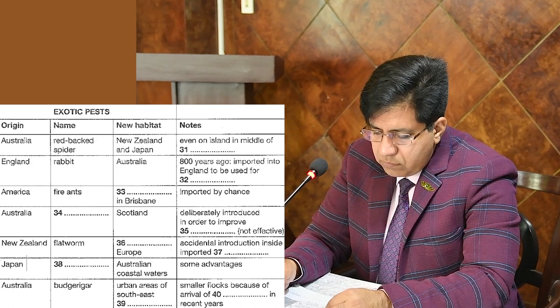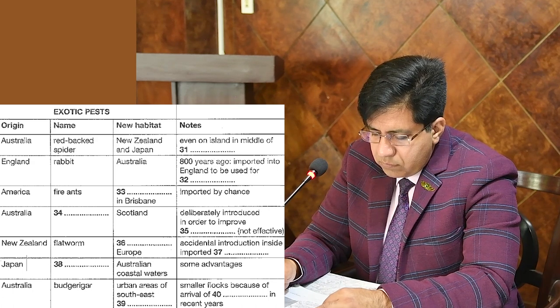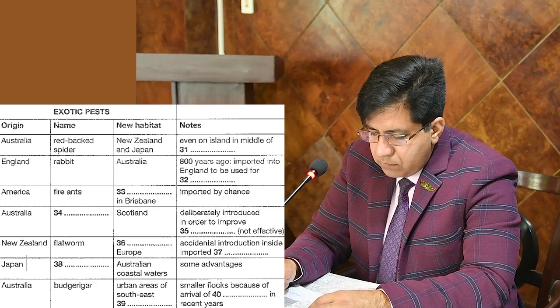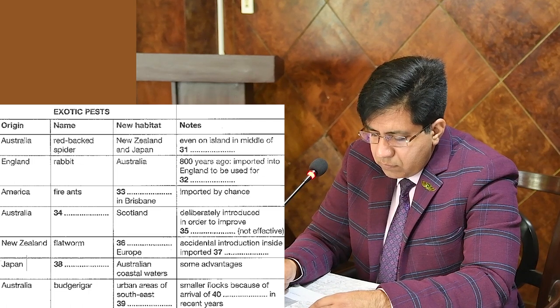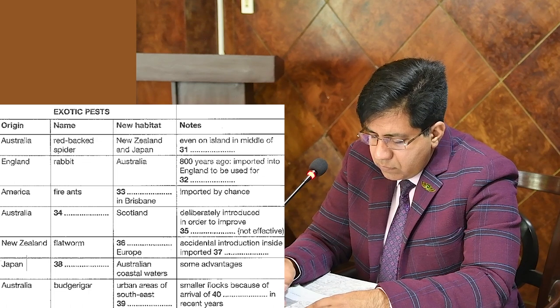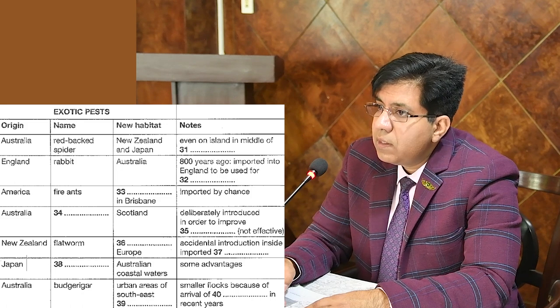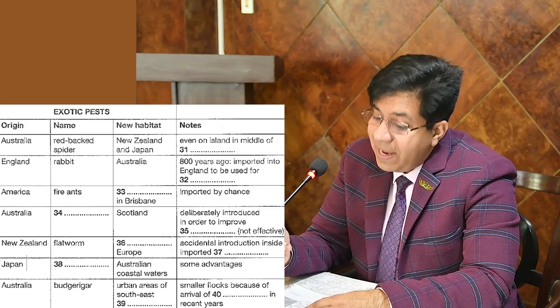Exotic plants and animals are turning up in Antarctica and on the most remote islands on Earth. For example, the Australian red-backed spider. It's made its way to countries fairly near home, such as New Zealand and Japan, as some of you may know. Well, it's also been found on Tristan da Cunha, which is a remote island thousands of miles from anywhere, way out in the middle of the Atlantic.